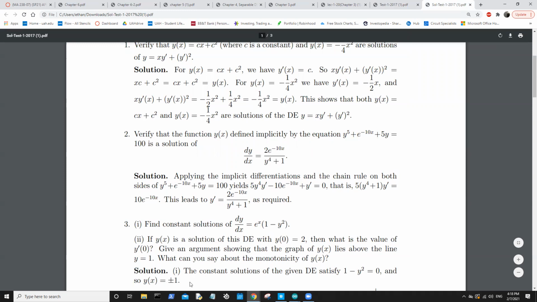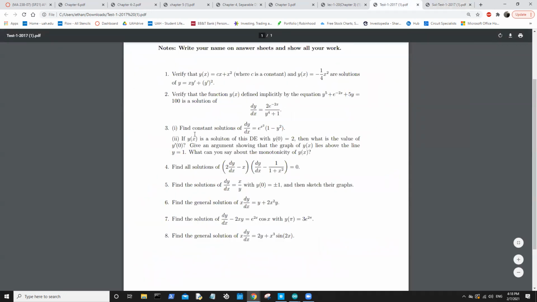Well, we know that the constant solution is correct, as we stated. It's plus or minus 1. So there's that. So for this, as we said, we just want to do separation of variables, and then take the integral to find y of x and then graph them and everything. Give an argument showing that the graph of y of x lies above the line y is equal to 1.